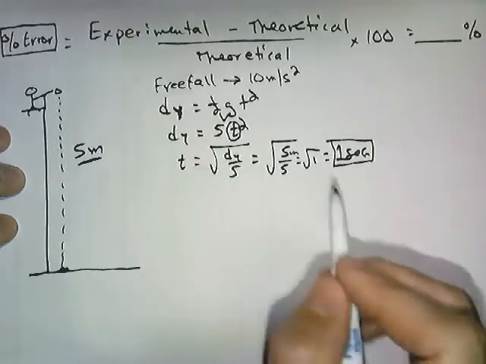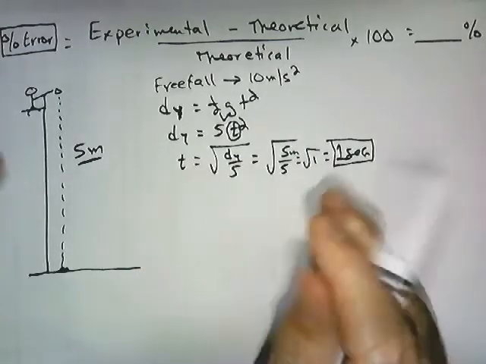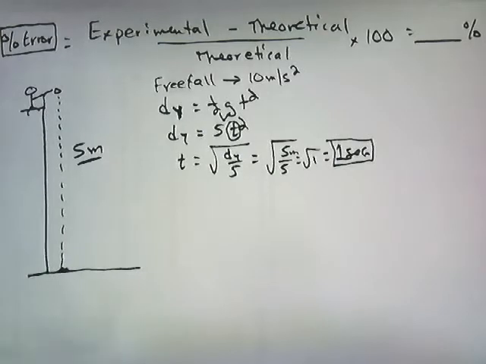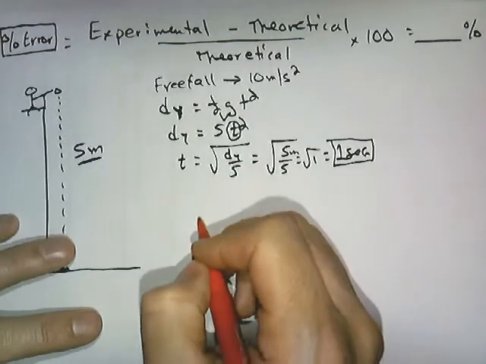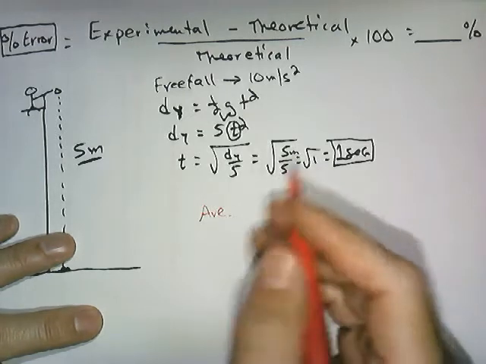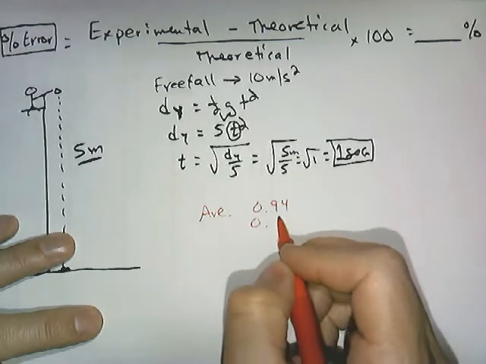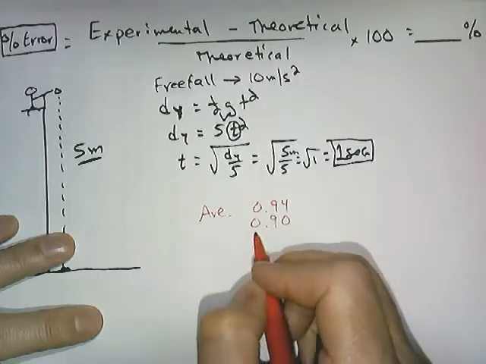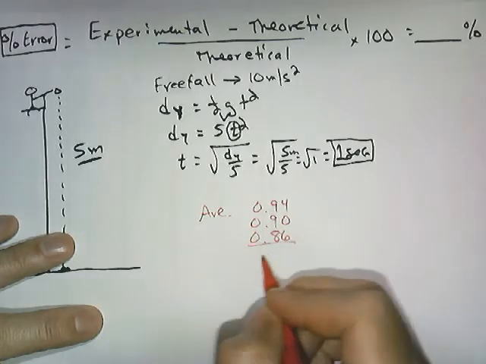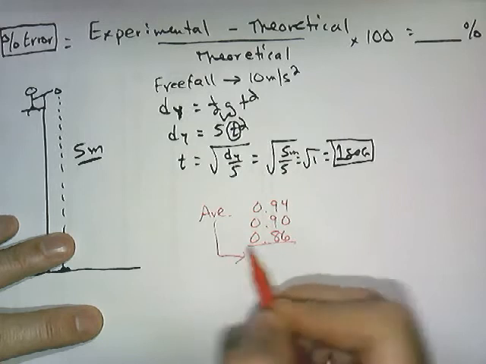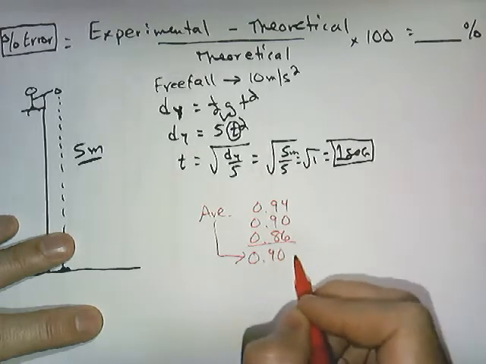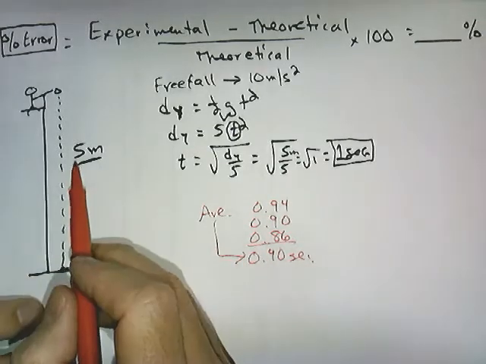So then we went out and timed it. And we had class times that were all over the map, and I'm not overly concerned about what those times were. So I'm going to give you some scenario here. Let's say that we came up with an average time. Let's say we had a 0.94, and another student timed it to be 0.90, and another student timed it to be 0.86. And let's say that we came up with an average of 0.90 seconds to fall 5 meters.